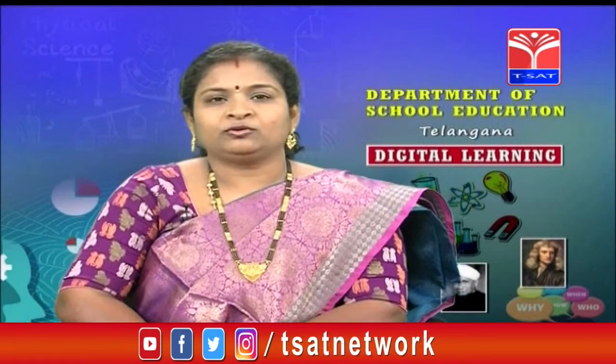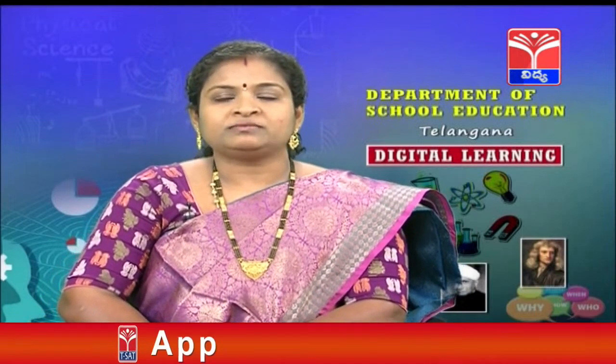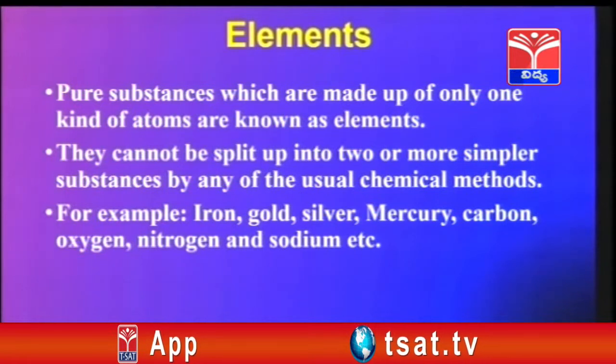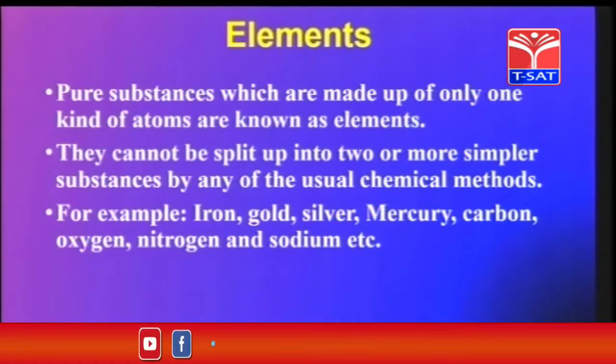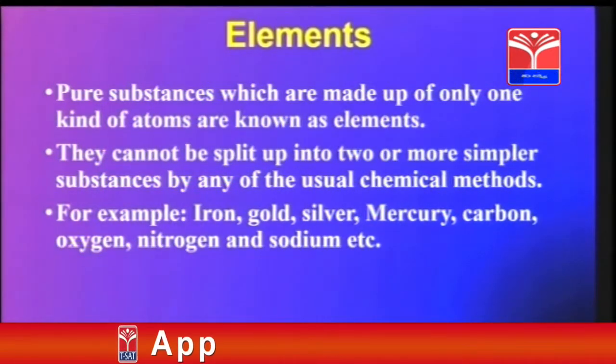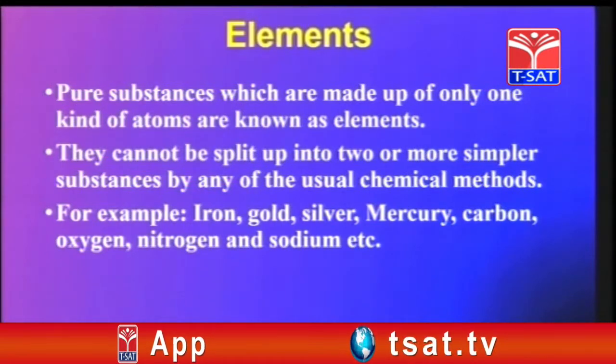Let us define what are elements. Pure substances which are made up of one single kind of atoms are known as elements. They cannot be further split into two different compounds or substances. So, examples of these elements are iron, gold, silver, mercury, carbon, oxygen, nitrogen and sodium.